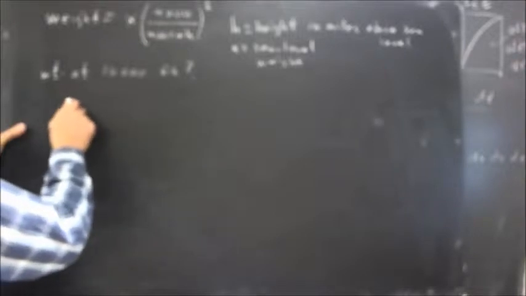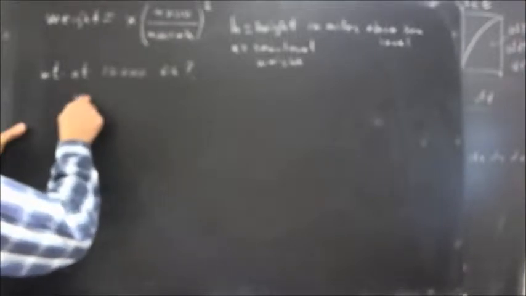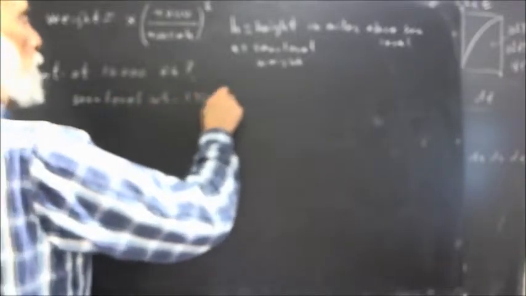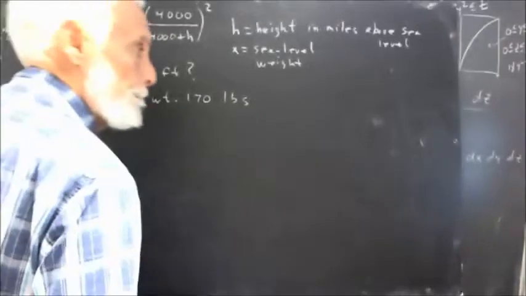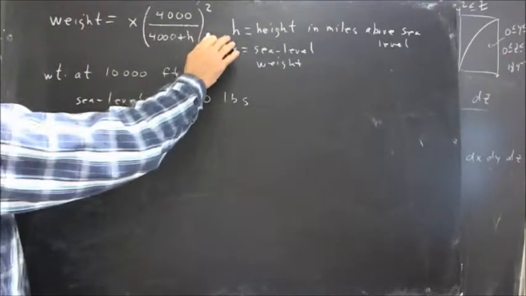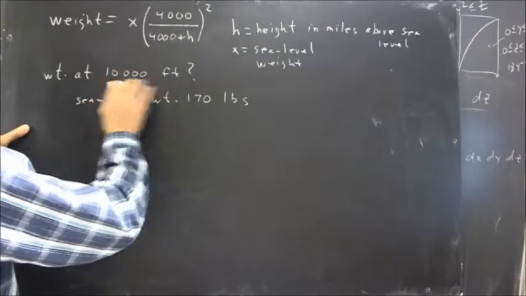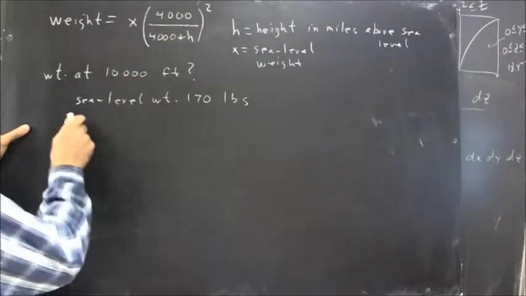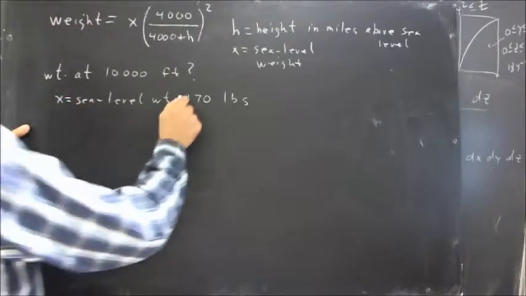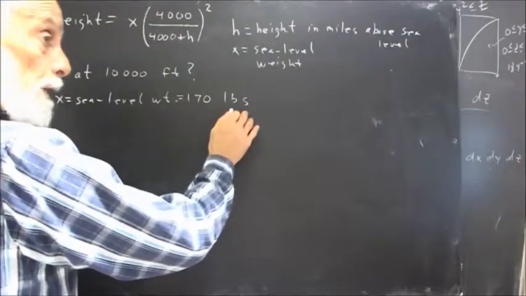Okay, now at 10,000 feet, first of all, let's assume sea level weight, 170 pounds. Okay, then the height in miles, well, the height's given in feet, so x is sea level weight. We're going to assume 170 pounds.